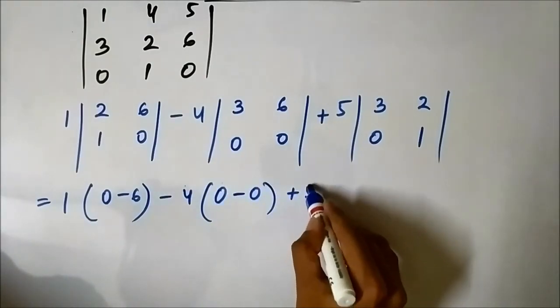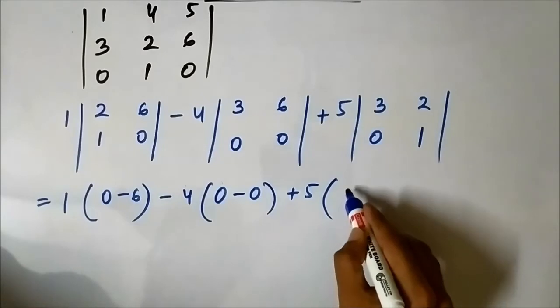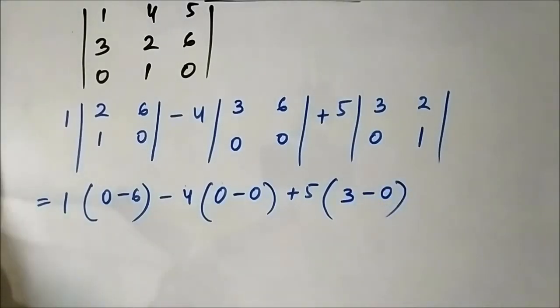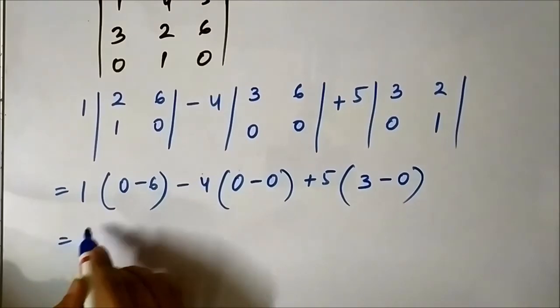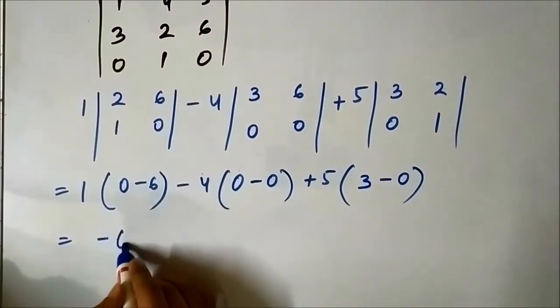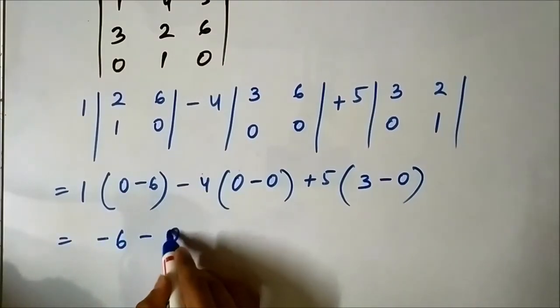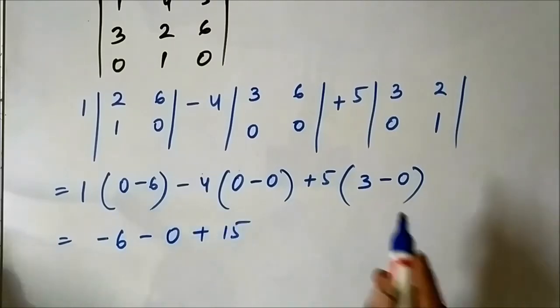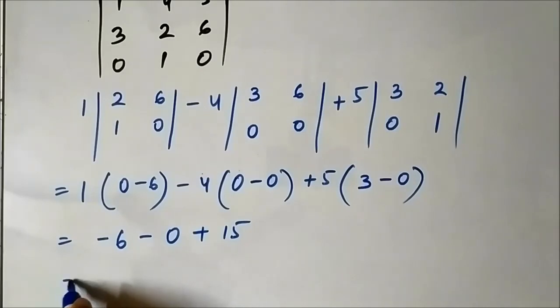plus 5 into 3 minus 0. So it will be minus 6 minus 0 plus 15. So the final value is 9. Okay, so here we have solved another determinant of order 3.